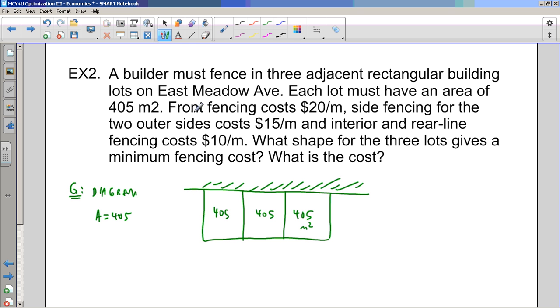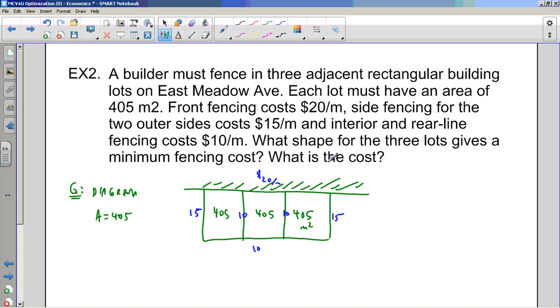And then there's a bunch of information about the cost of the fencing. And I'm going to put this in a different color. Again, we've got one of these diagrams where there's two things on the same diagram. We got to be very careful that when I write the front fencing cost, it's $20 per meter, that I don't think that this is 20. It's not. It's $20 a meter. The two side fencing for the two outer sides is 15 over here and 15 over here. The interior and rear line fencing is 10 bucks per meter, so each of these is 10 bucks a meter as well.